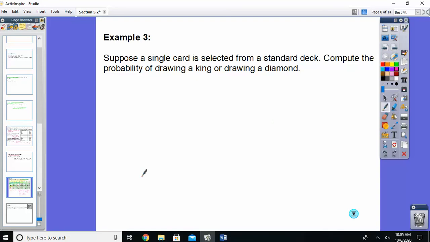Next. Suppose a single card is selected from a deck. Compute the probability of drawing a king or a diamond. So, probability king or diamond. Could it be both? Yes. So we have to do the general addition. Probability of the king plus the probability of the diamond minus the probability of both.